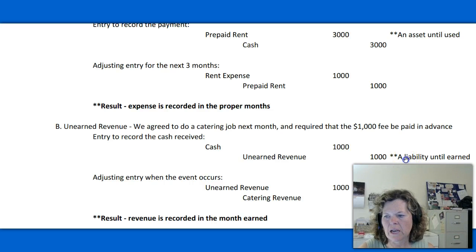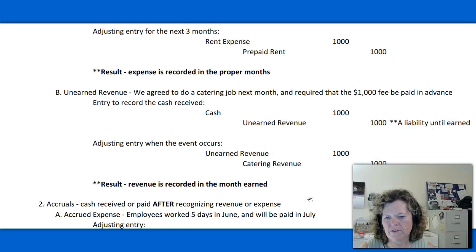So we need to keep it in a liability account. So this is the entry when the cash is received. And then again, because it's a prepaid, the adjusting entry comes afterwards. The adjusting entry when the event occurs, we're going to debit unearned revenue. We're going to take that $1,000 that we put in, we're going to take it out, and we're going to move it and credit catering revenue because now we can recognize the revenue.